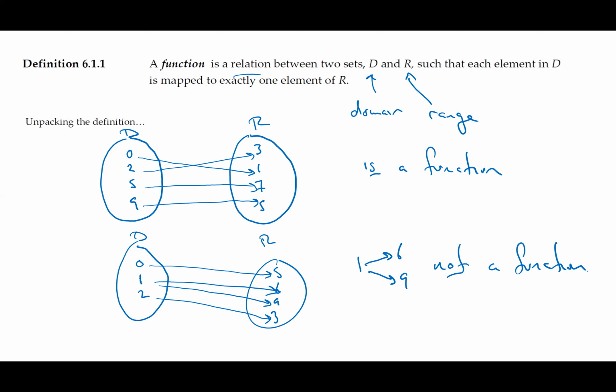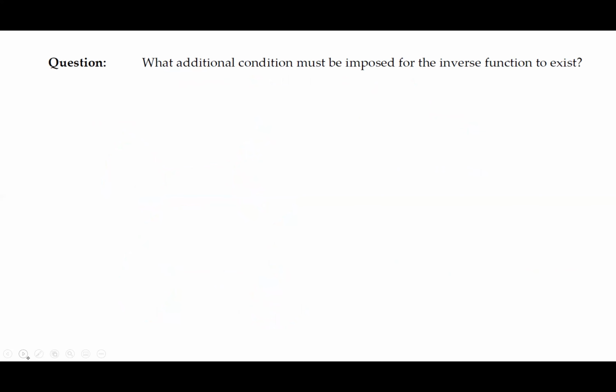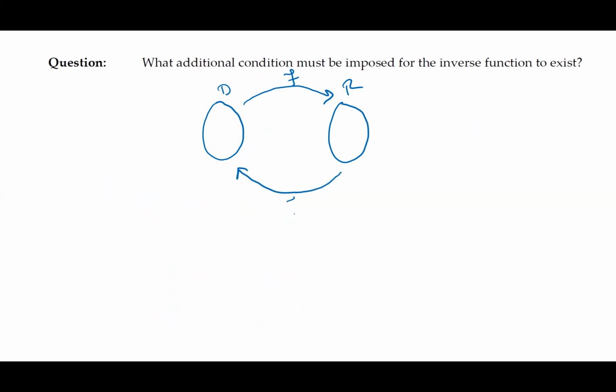Now, a natural question to ask is, when can we go the other way, starting with the range, going back to the domain and have that be a function? And so what we need to know first is, is there an additional condition that we need to impose for the inverse function to exist? After all, if you have a domain and a range, f is going to be the rule that assigns elements from D to R, but the inverse goes back the other way, okay?